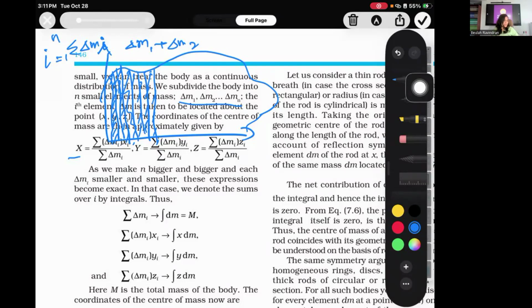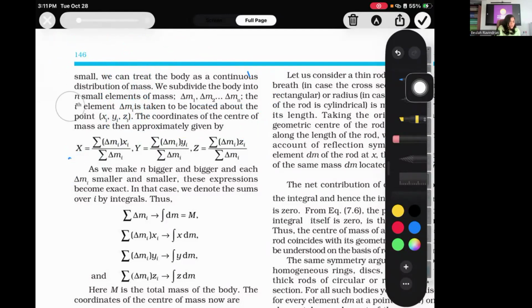So here also we are going to do the same. What is the x coordinate? This is the center of mass position for x. Summation over, instead of Mi xi, you are writing delta Mi xi. Instead of summation over Mi, it is delta Mi. So summation over delta Mi here also becomes integration over dm, that is the total mass. Then delta Mi xi will be x dm, integration over x dm.